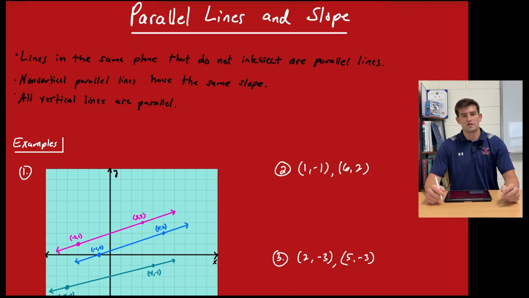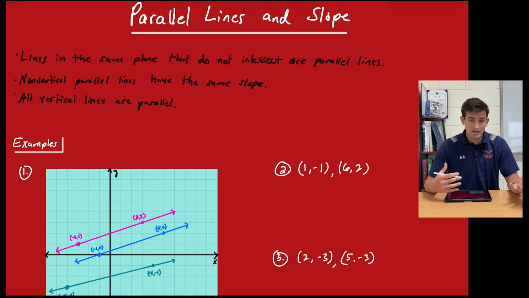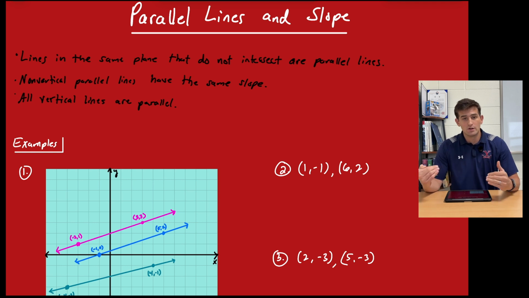Hello everyone, in this video we're going to talk about parallel lines and slope. Well, we've done previous videos on what slope is. We've talked about how we could find slope from a graph, it's rise over run, or we could find the slope from a table or a set of coordinate points, like the 2 points that we're going to see in examples 2 and 3 here, where we use our slope formula, where m equals y sub 2 minus y sub 1 over x sub 2 minus x sub 1.